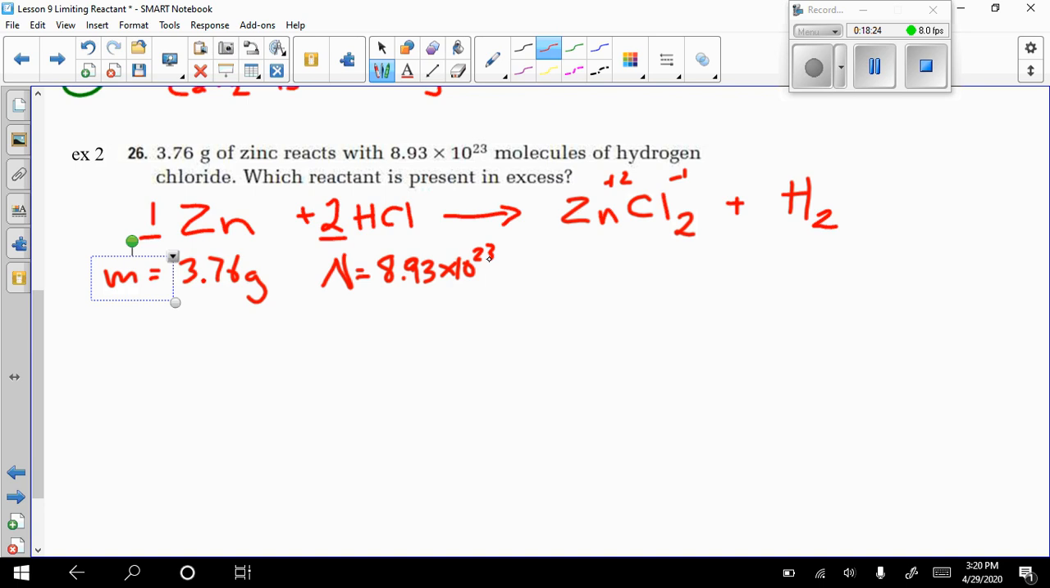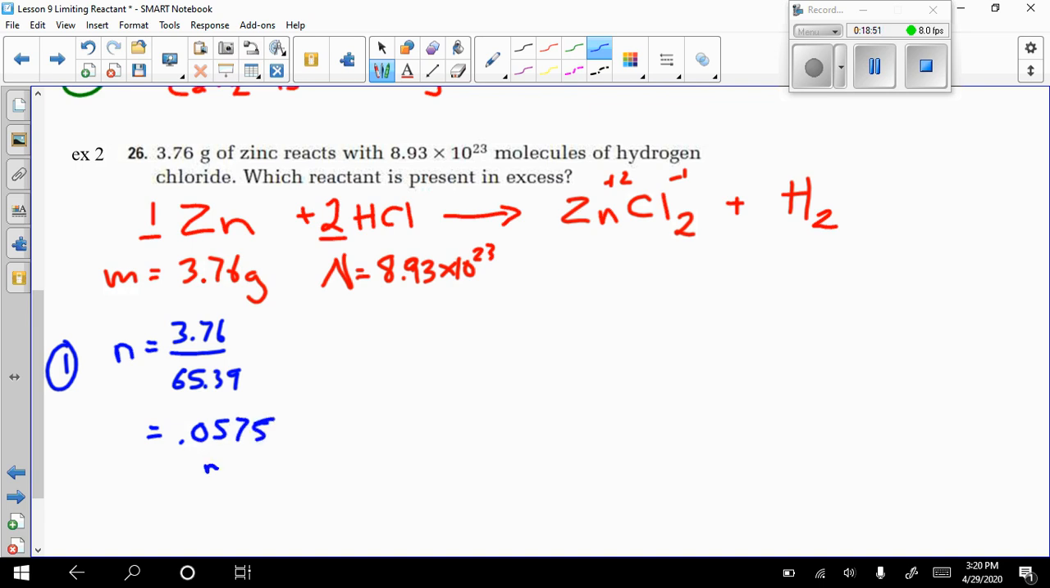Okay, well, I need to determine which one is limiting. So the first thing I'm going to do is convert them both to moles. So n is equal to 3.76 divided by the molar mass of zinc, which is 65.39. And so the number of moles of zinc I have there is 0.0575 moles. Okay, and here the number of moles I have is capital N over N_A.